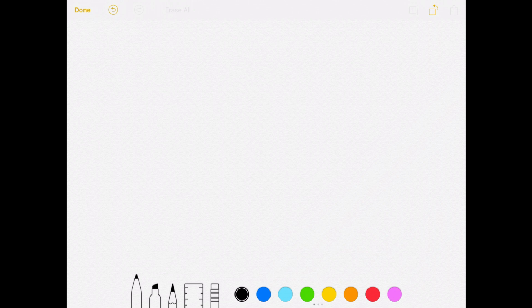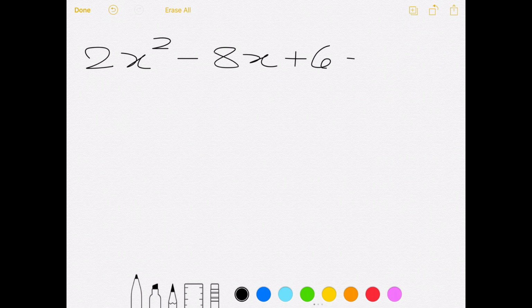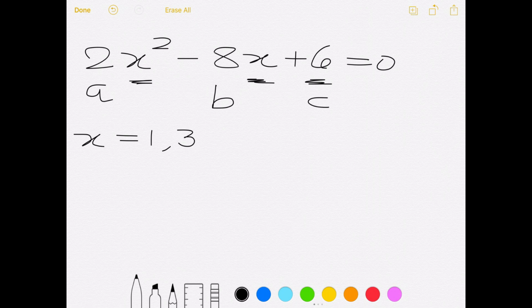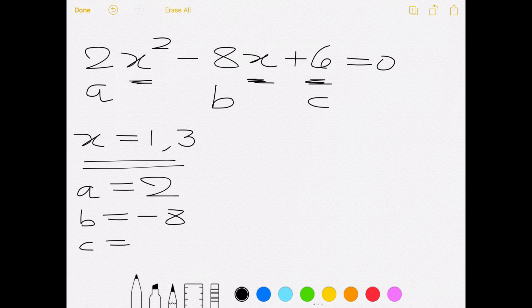Let me write the equation one more time for you. 2x square minus 8x plus 6 equals 0, and the solution for this equation is 1 and 3. Now if we remember the coefficients, the coefficient of x square is a, the coefficient of x is b, and the constant term is c. We are trying to establish a relationship between the coefficients and the zeros of the solution. So from this, the value of a is 2, the value of b is minus 8, and the value of c is 6.